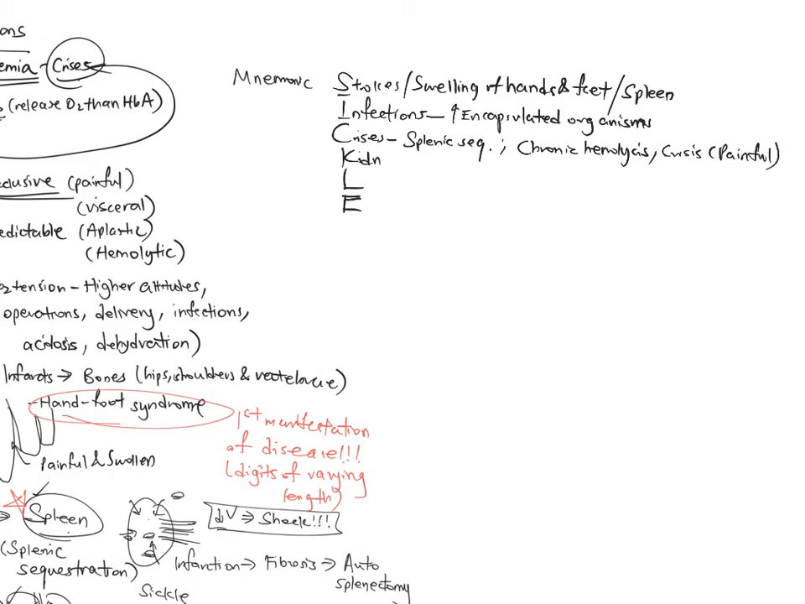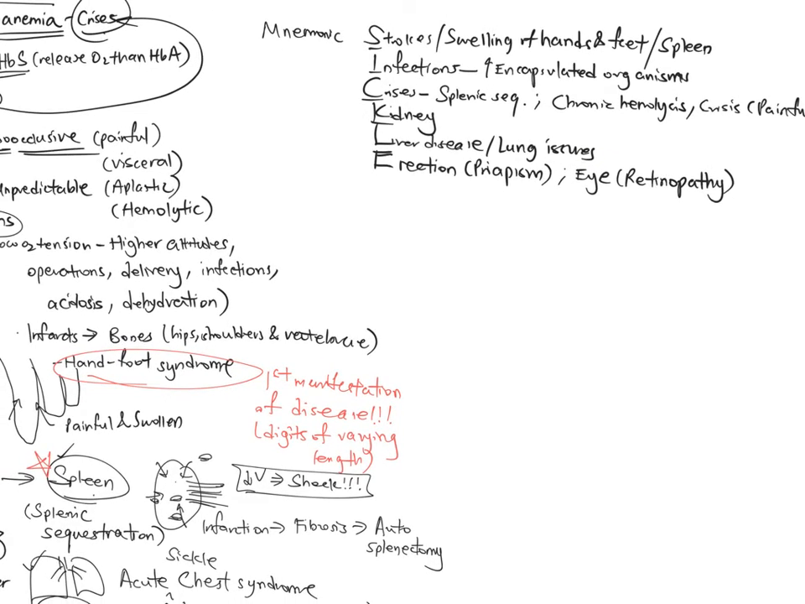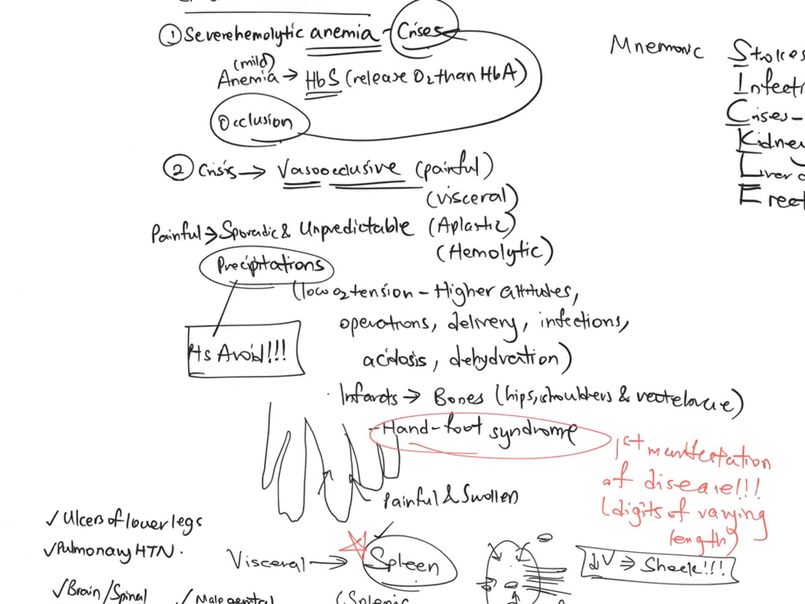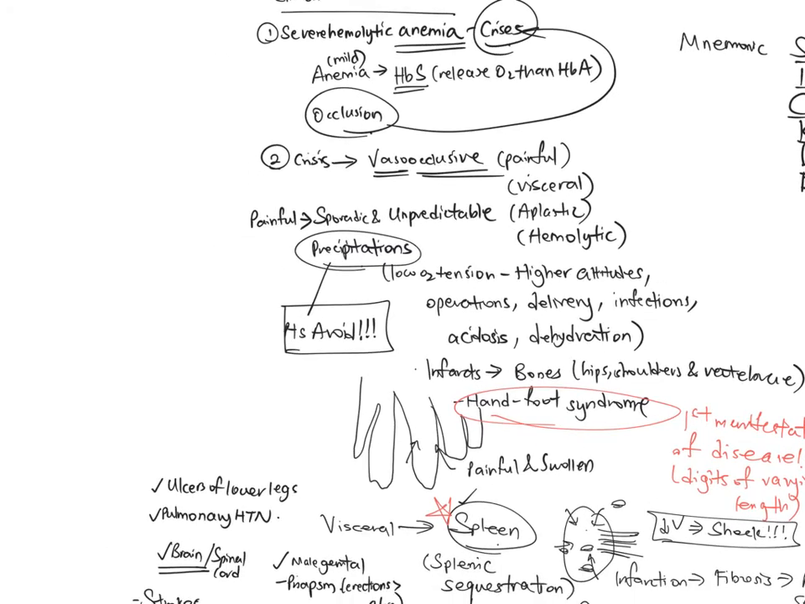K stands for kidney. Like I mentioned before, the renal papilla could be affected, resulting in papillary necrosis. Then liver disease, as well as lung issues, and also prolonged erection, which we call priapism, if you remember. And also, the one that I didn't mention was the eye, and it could cause retinopathy as well. Because the eye is also susceptible to infarctions, patients could also have eye complications and visual complications as well, retinopathy.